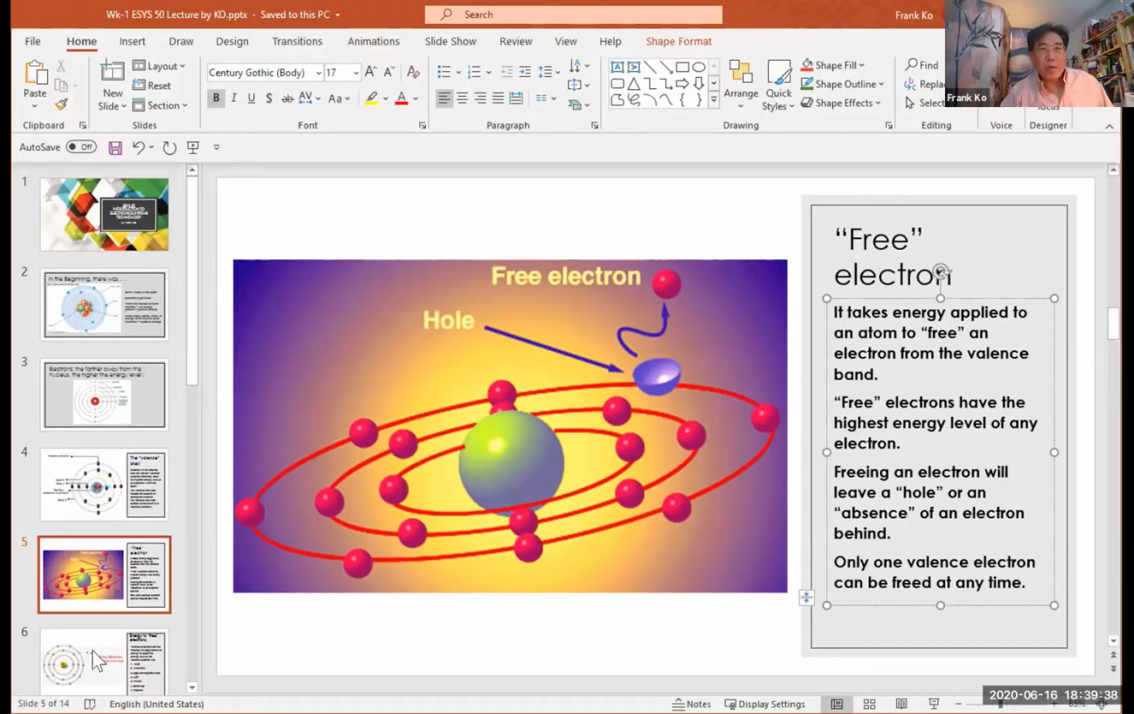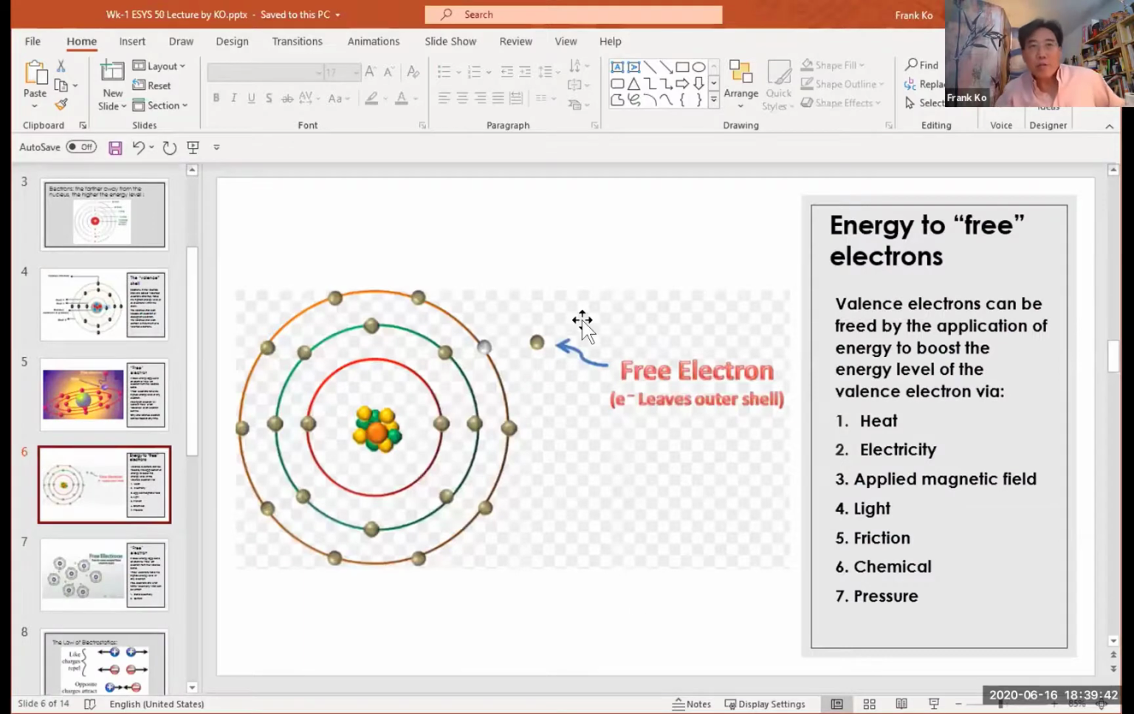All right, now we'll go to the next slide. In this slide, we have an electron that has been freed. What do we say here at the top? It takes energy in order to free the electron. We've got to hit it with something. Valence electrons can be freed by the application of energy to boost the energy level of that valence electron via, and there are seven different methods identified. One is heat, then electricity, then applying a magnetic field, then light, then friction, then chemical, and pressure. These are the seven that you want to make note of.